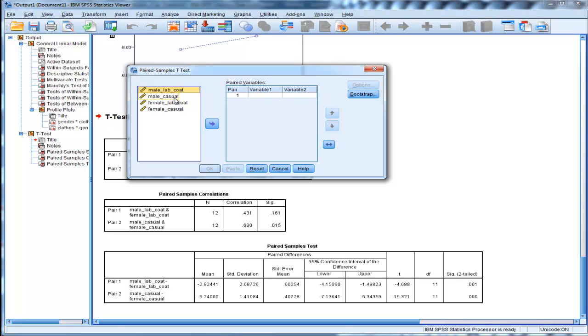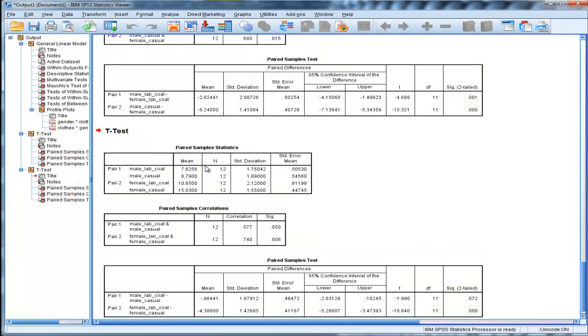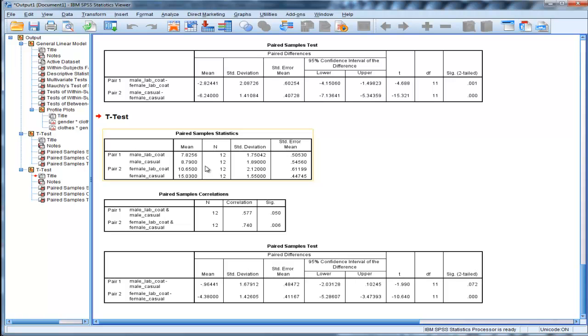So now I need to isolate at male lab coat and male casual clothes. Does that make a difference? And then female lab coat and female casual. Is there also a significant difference there? And there we don't get it.